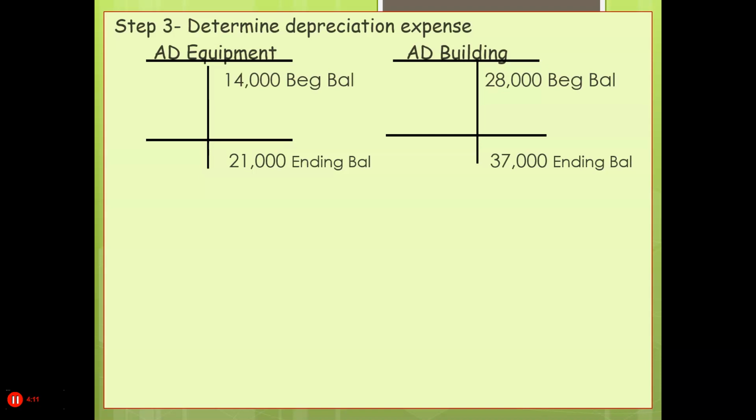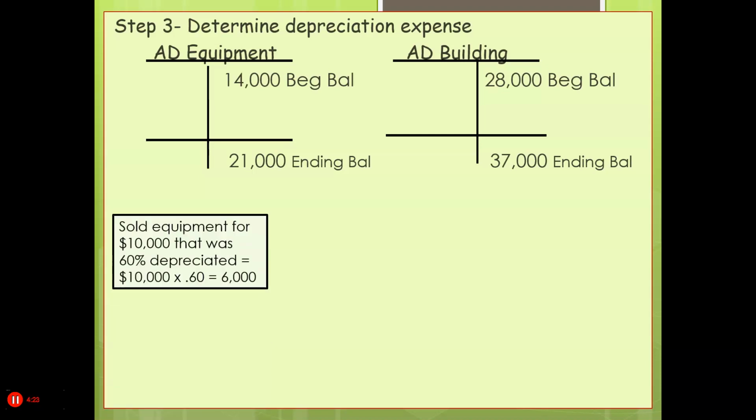Now, the first thing I'm going to do is determine what our depreciation expense was. So I start with our beginning and ending balances. Then I have to take into account was anything sold. And in this example, a piece of equipment was sold and it was 60% depreciated, which means that they would have taken that $6,000 out in addition to increasing it with depreciation expense.